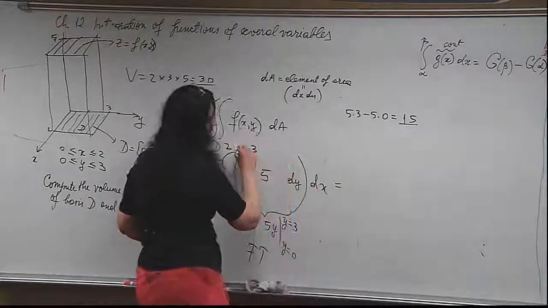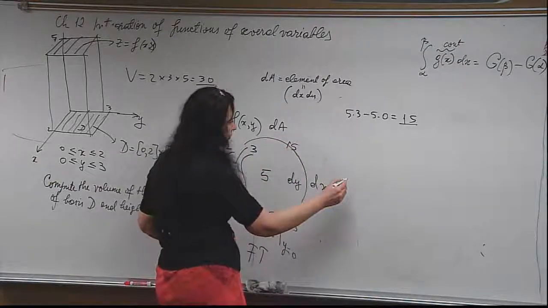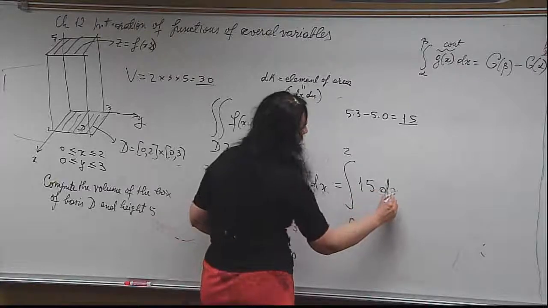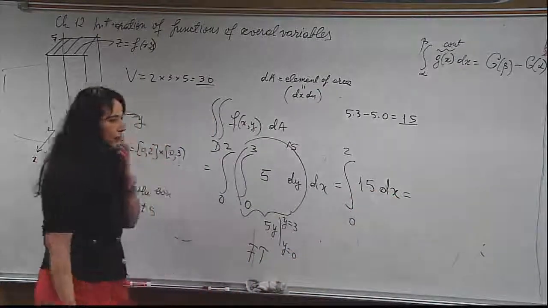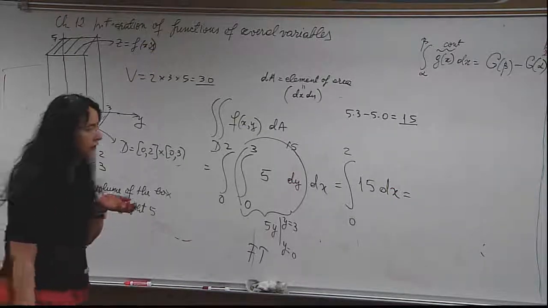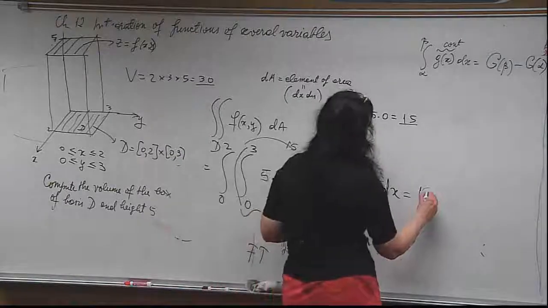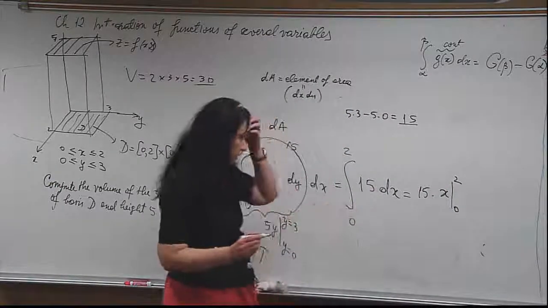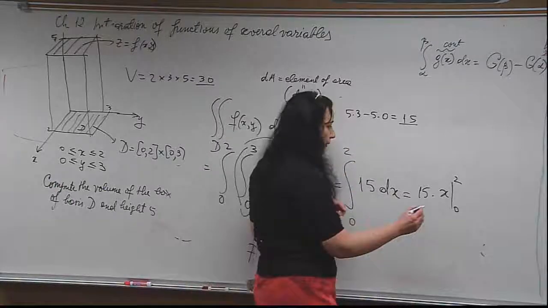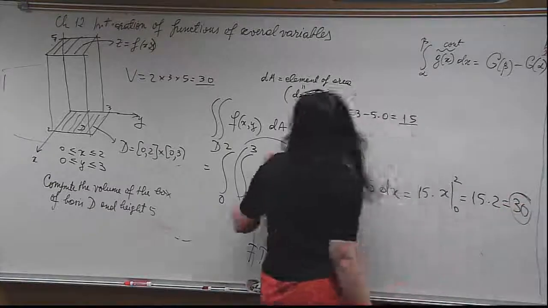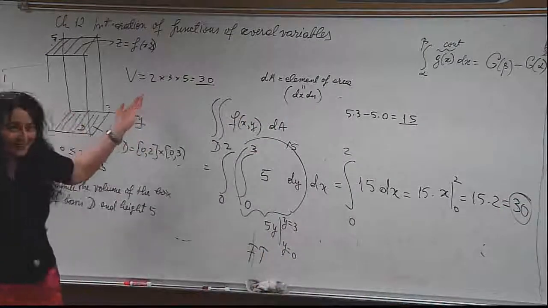I keep moving. Everything in the parentheses is the number 15. I copy and paste. And that should be a piece of cake. What do I get? I get 15 times x between 0 and 2. Integral of 1 is x with respect to x. So I get 15 times 2, which is 30. And you go, duh, didn't I tell you so?